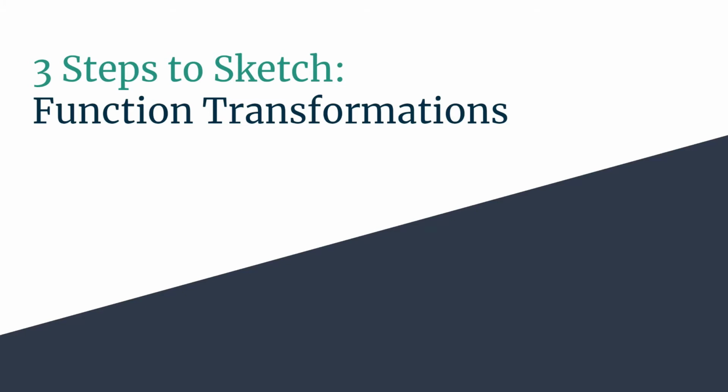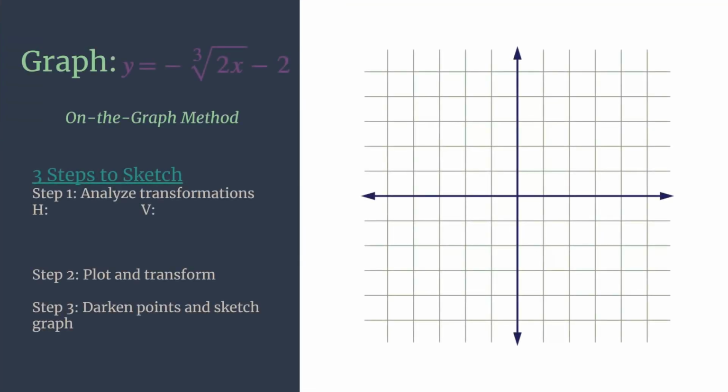In this 3 steps to sketch on function transformations, we are going to take a look at a transformation on the cube root function. So we'll look at the equation y equals negative cube root of 2x minus 2. And we'll do this using our on the graph method. So here is our reminder of our equation and our 3 steps to sketch outline.